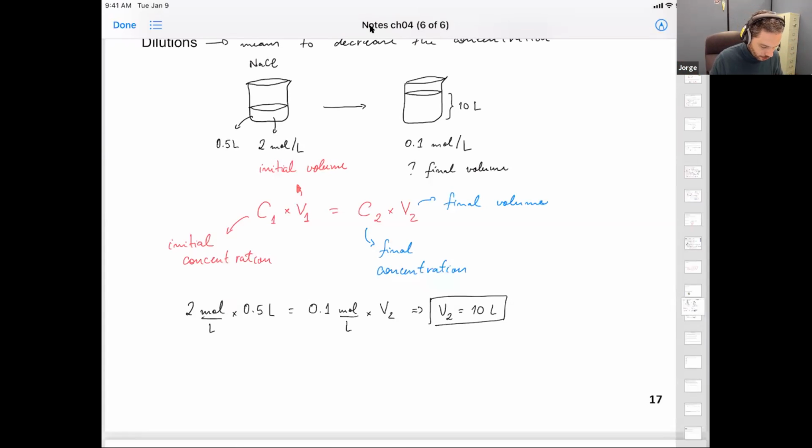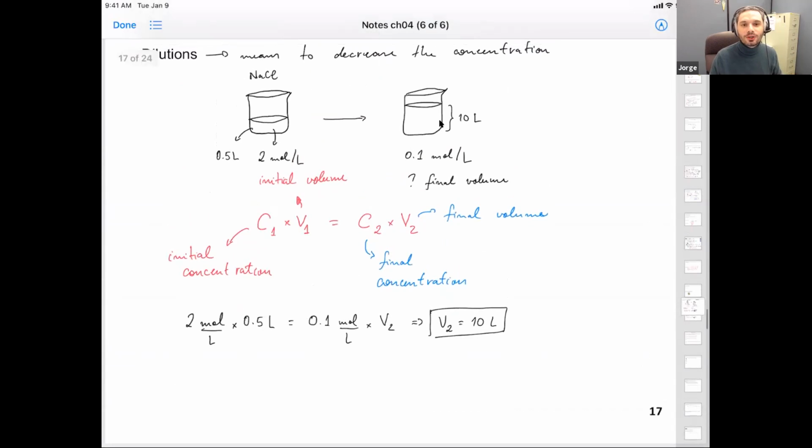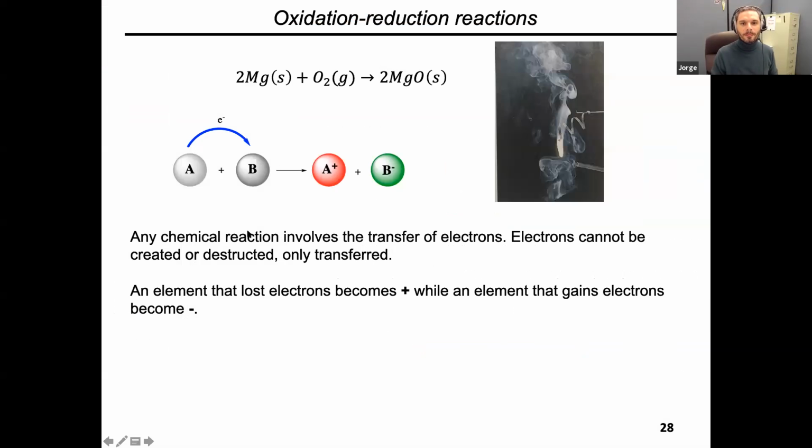Okay, so very good. So now I would like to move on to oxidation reduction reactions. And we are going to start talking about oxidation numbers. So let me quickly change my screen here. Okay, so very good. Oxidation reduction reactions.